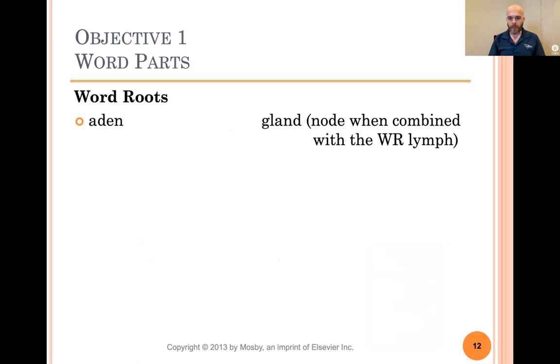Okay, aden. What does aden mean? Well, it always means gland, and it means node when you combine it with the word root lymph. So just remember for now, aden means gland. Angi always means blood or blood vessel. Arteri with an I means artery with a Y.